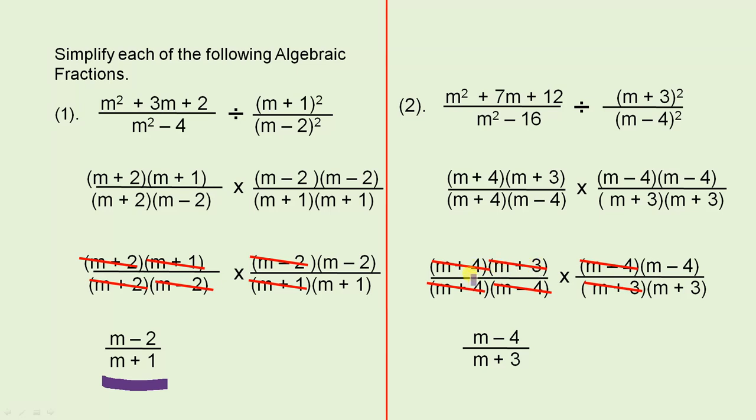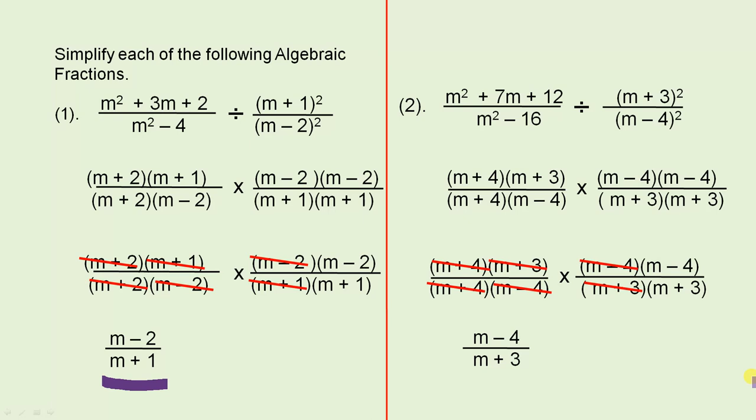So the m plus 4 cancels with the m plus 4, m plus 3 cancels with m plus 3, m minus 4 cancels with m minus 4, and we're left with (m minus 4) over (m plus 3). So we've seen two very straightforward examples which show us the process involved when dividing algebraic fractions.